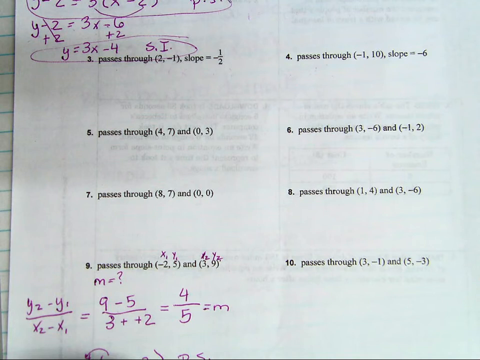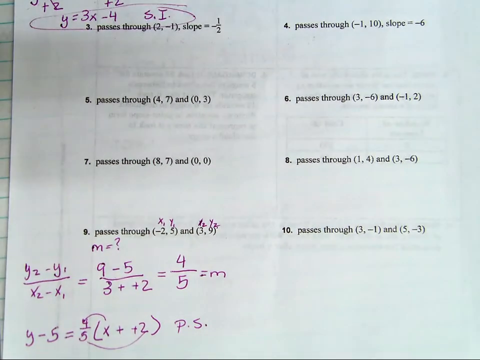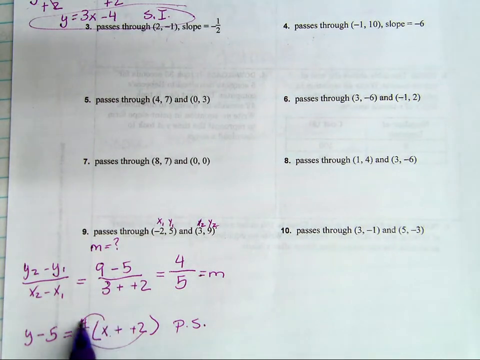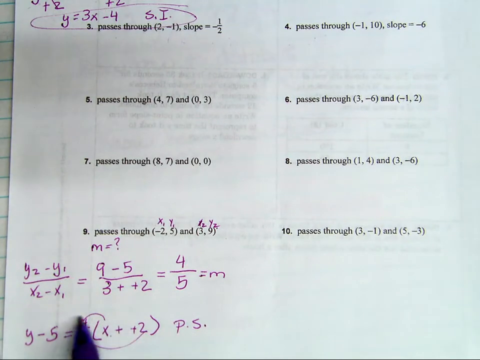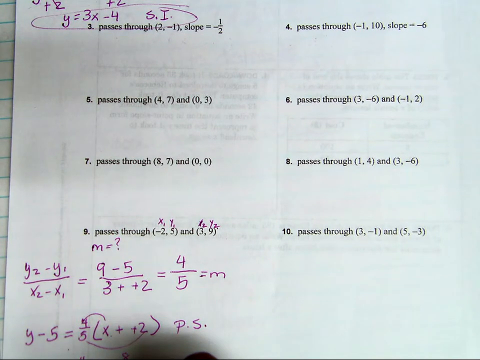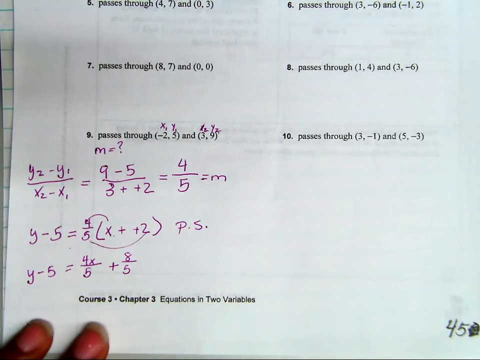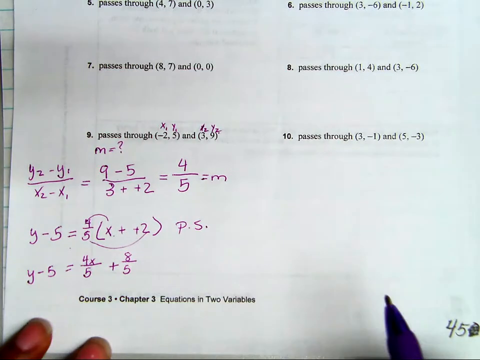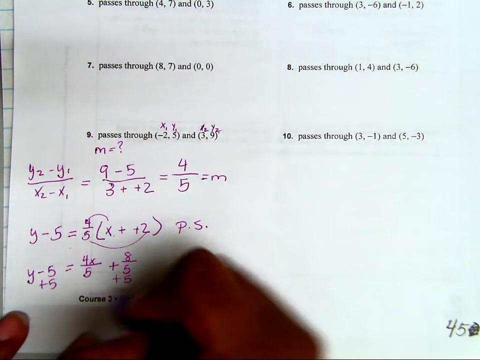Y minus 5 equals. Now, you guys are so terrified of fractions. I'm not sure why. Just take this whole number, or the x, and multiply by the number on top. So 4 times x is 4x, and put the 5 on the bottom. Do the same thing here. 4 times 2 is 8, so plus 8, and put the 5 on the bottom. I'm not quite at my slope-intercept form. I need to add 5 to both sides.